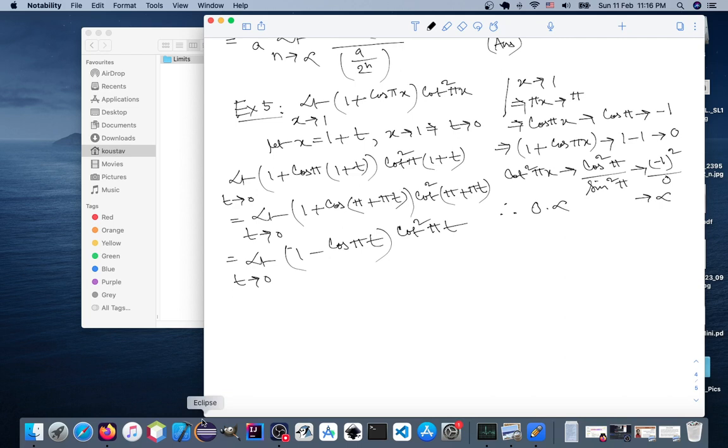Now, 1 minus cos t, 1 minus cos t equals 2 sine square t by 2, and over cos square pi t.